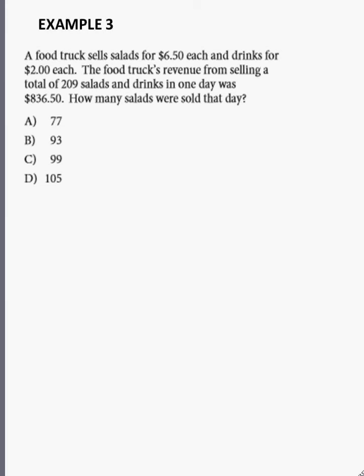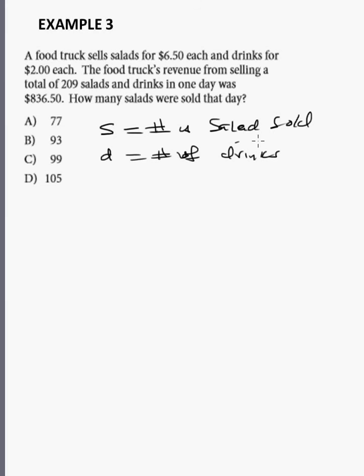So here, what are we going to do? We say, well, they sell salad, so S will be the number of salads sold. And what else? D is equal to the number of drinks sold.